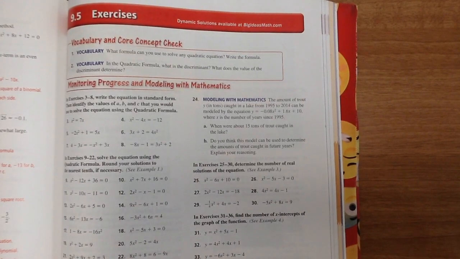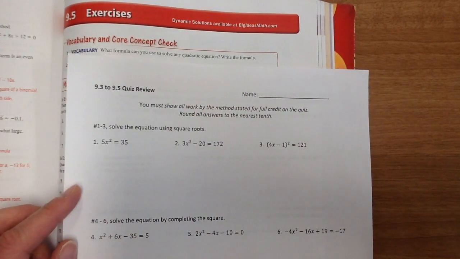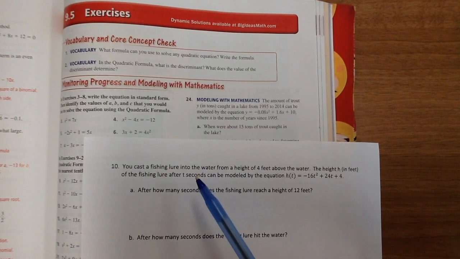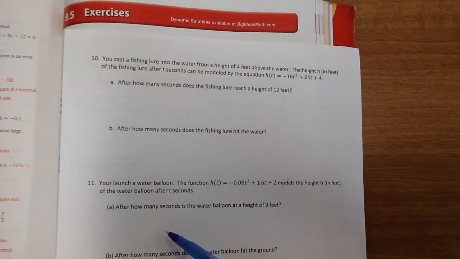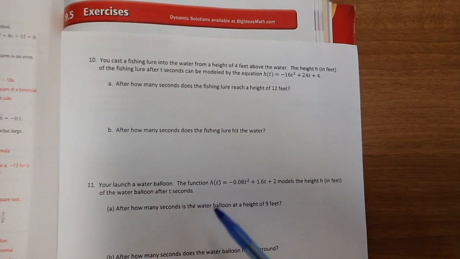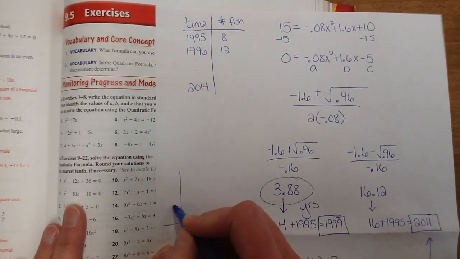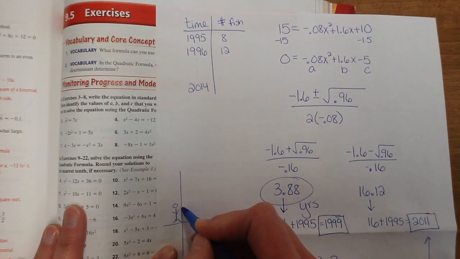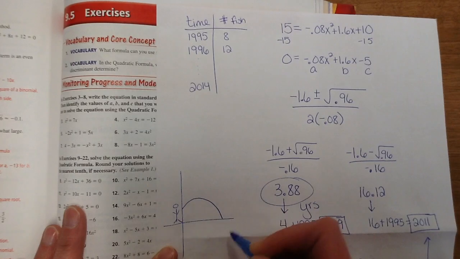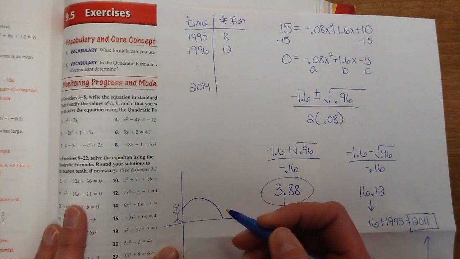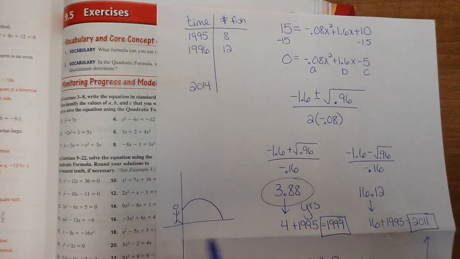The one you're about to do in just a few minutes, you're going to get this quiz review, okay? You're going to be working on this throughout the hour, and if you look on the back, you'll see a few more story problems. You've got one about casting a fishing lure, and another one about launching a water balloon. If you think about a fishing lure, the person might be standing here, and when they cast their fishing line or lure, it's probably somewhere by where their arms are, so it's going to go like that. That makes more sense than the number of trout caught in a lake because of the way you would throw your fishing line.